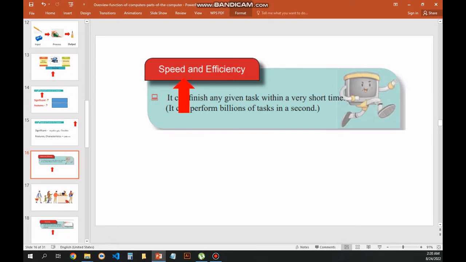So here what they're telling is that the computer can finish any given task within a short period. That's the beauty when it comes to a computer. The efficiency is very high because it's not getting tired. It's working very fast. Because of that, it can complete the task within a short amount of time. That's the first quality. What's the first quality? Speed and efficiency.